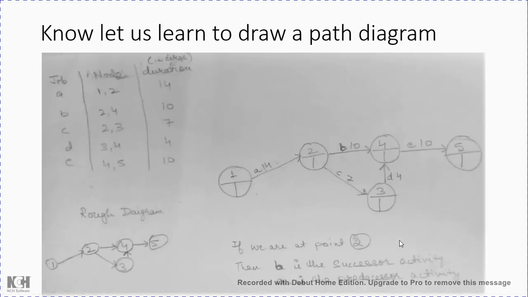Now let us come to how to draw a path diagram. There is a very simple example taken here. If you see the question, there are 5 jobs: A, B, C, D and E, and the activity nodes are given. Activity A is conducted from 1 to 2, B from 2 to 4, C between 2 and 3, D from 3 to 4, and E from 4 to 5, and these are the durations.